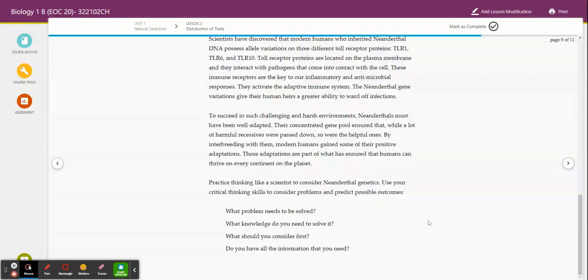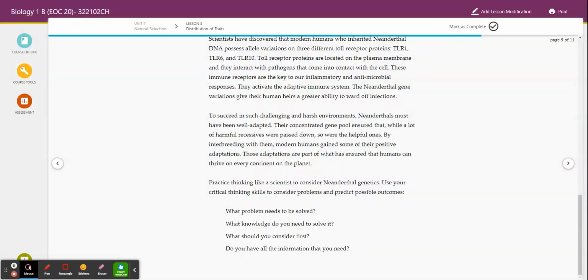To succeed in such challenging and harsh environments, Neanderthals must have been well adapted. Their concentrated gene pool ensured that while a lot of harmful recessives were passed down, so were the helpful ones. By interbreeding with them, modern humans gained some of their positive adaptations. Those adaptations are part of what has ensured that humans can thrive on every continent on the planet.